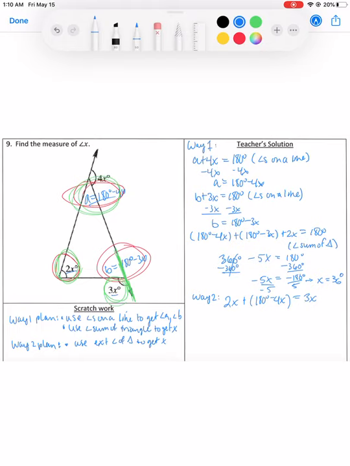And what we're going to do here is combine our x's. So I have 2x here and minus 4x here. That gives me 180 degrees minus 2x equals 3x. So if I add 2x to both sides, that will cancel. 180 degrees equals 5x. Therefore, x is equal to 36 degrees. Okay, so we have that available to us now. So 2 ways to do number 9.